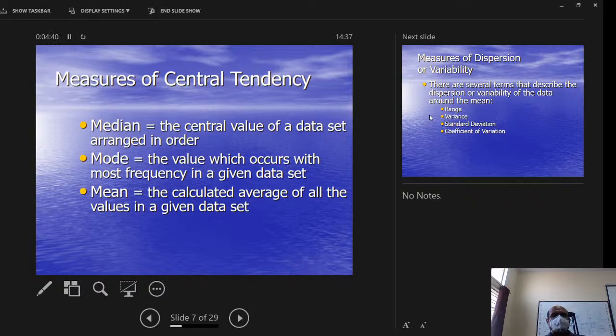Measures of central tendency are median, mode, and mean. The median means the central value of the data set arranged in order. The mode is the value which occurs with most frequency in the given dataset, and the mean is the calculated average of all the values in the given dataset.